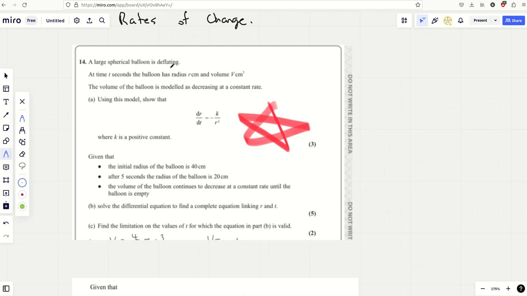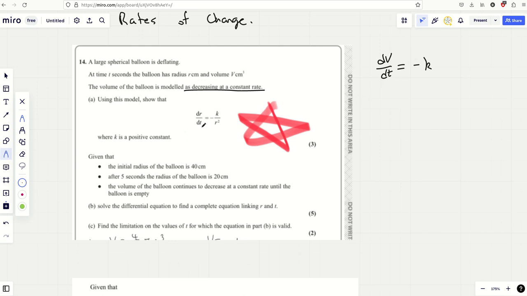We've got a large spherical balloon deflating, so that suggests the volume with respect to time is negative, i.e. dV/dt is definitely going to be negative here. At time t seconds, the balloon has radius r and volume V. The volume of the balloon is modelled as decreasing at a constant rate. So dV/dt must equal minus k. Because the volume is changing with respect to time, that's dV/dt, and it's doing it at a constant rate, so that's k, and it's decreasing, so that's minus k.